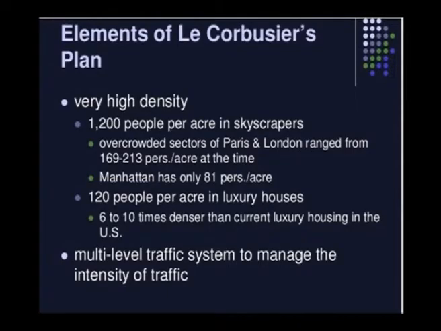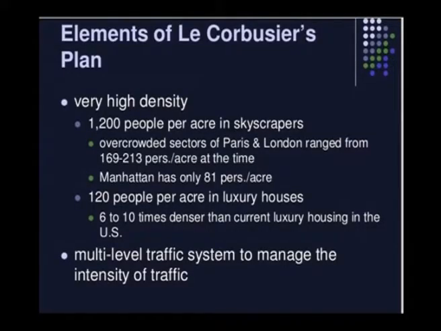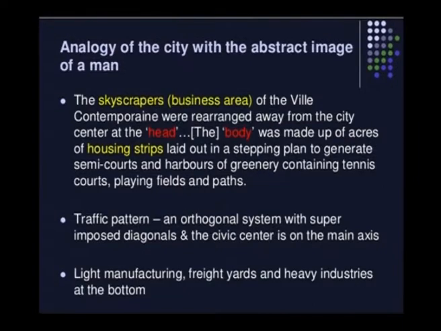If you look at the elements of Corbusier's plan, very high density, 1200 people per acre in skyscrapers. Overcrowded sectors of Paris and London ranged from 169 to 213 people per acre at that point of time. Manhattan has only 81 people per acre. 120 people per acre in luxury houses, 6 to 10 times denser than current luxury housing in the United States. Multi-level traffic systems to manage the intensity of traffic, and the analogy of the city with the abstract image of a man. The skyscrapers or the business area of the Villa Contemporaine were rearranged away from the city center, at the head.